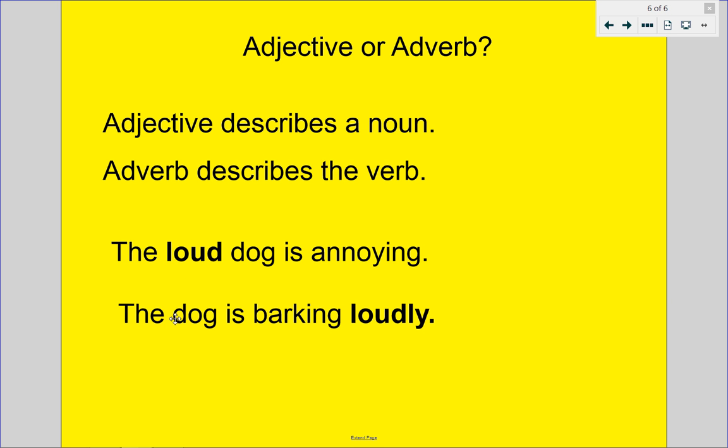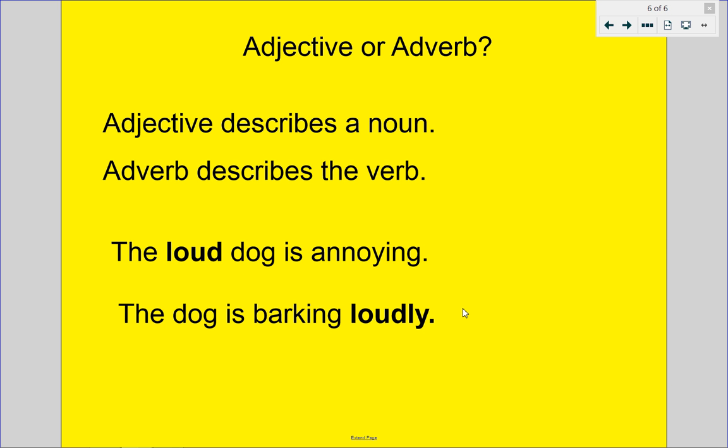In this situation, the dog is barking loudly. Is loudly describing the dog or is loudly describing barking? Loudly is how he's barking. So this one, and barking's a verb, so in this situation, loudly would be an adverb because it's describing the action. Okay.